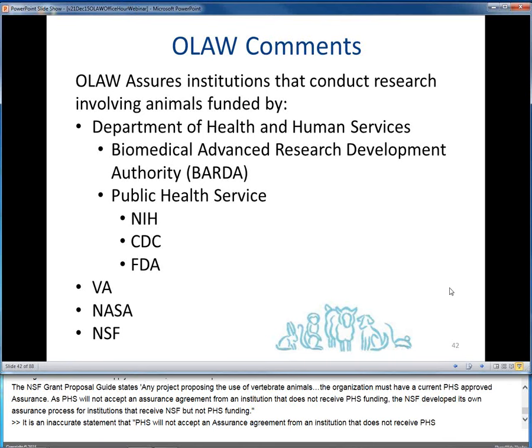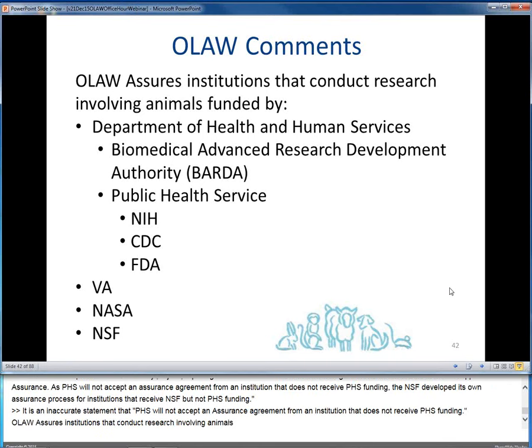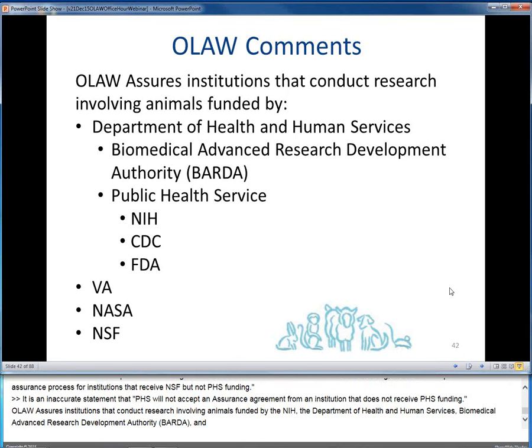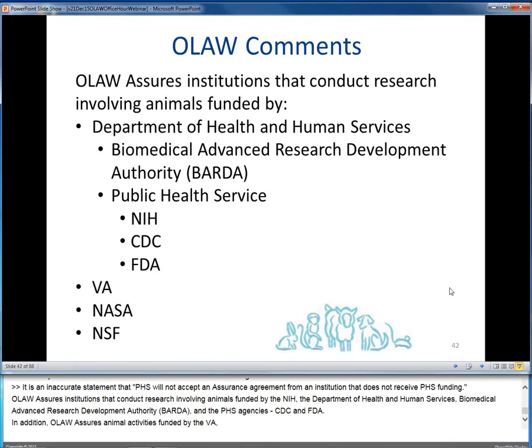OLAW assures institutions that conduct research involving animals funded by the NIH, the Department of Health and Human Services, Biomedical Advanced Research Development Authority, BARDA, and the PHS agencies, CDC and FDA. In addition, OLAW assures animal activities funded by the VA, NASA, and NSF.